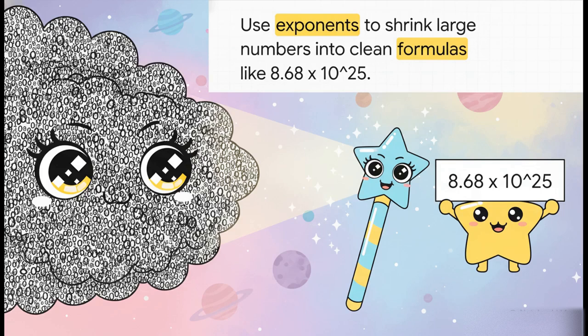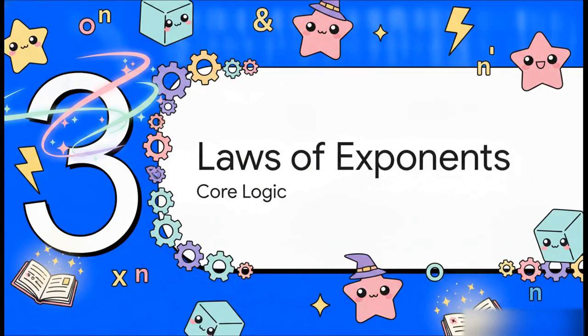And that's exactly where this math tool comes in. Exponents act like magical math shrink rays. They turn impossible, giant numbers into clean, easy-to-read formulas. That giant string of digits, it simply becomes 8.68 times 10 to the 25th power. Boom! Instantly, you know exactly how massive this number is just by glancing at that exponent, 25. It literally makes comparing vast cosmic distances or even microscopic atomic weights an absolute breeze. Section 3. The core logic, laws of exponents.